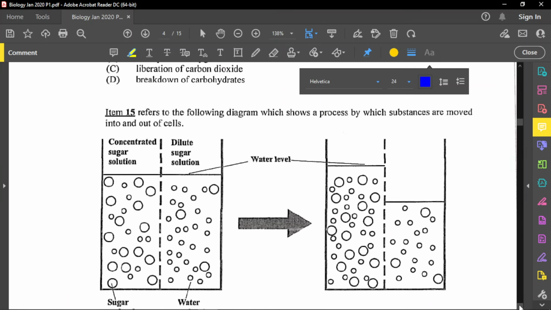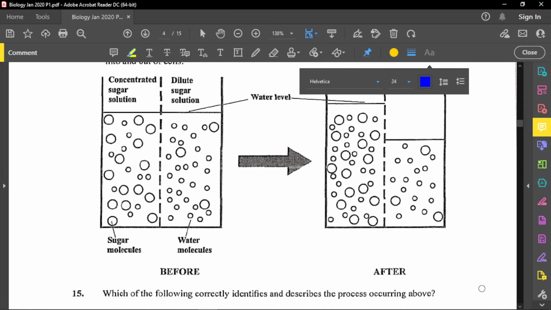All right, number 15 now. Item 15 refers to the following diagram, which shows a process by which substances are moved into and out of cells. If you look carefully, you realize that in diagram 1, let me go down a little bit more because there's something below this diagram. Right, okay, cool. So here you have a before and after. You have a concentrated sugar solution and a dilute sugar solution, and both of them are on the same level if you notice. But after, you realize that the dilute one decreases and there's an increase in the concentrated. So what is causing that?